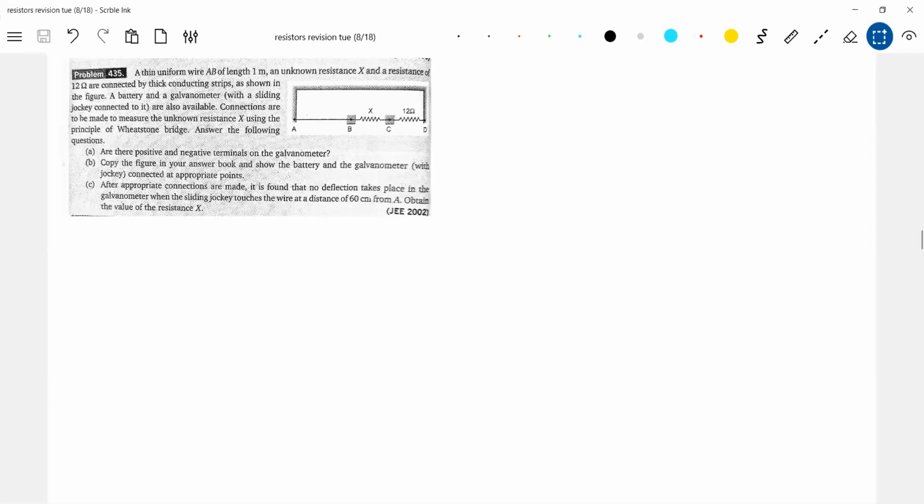Okay, what is this about? What is he asking now? No, they're telling there's a wire AB. An unknown resistance X and a resistance of 12 ohm are connected. This much is there. Connected by thick conducting strip. Where is that thick conducting strip? So this is that thick conducting strip.